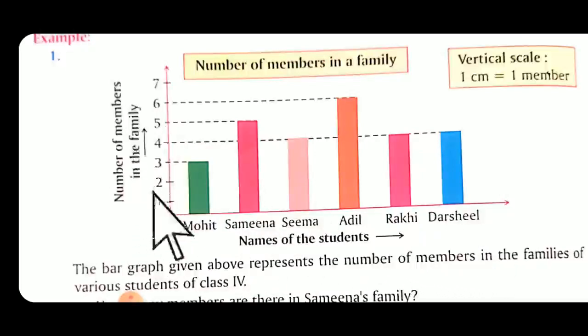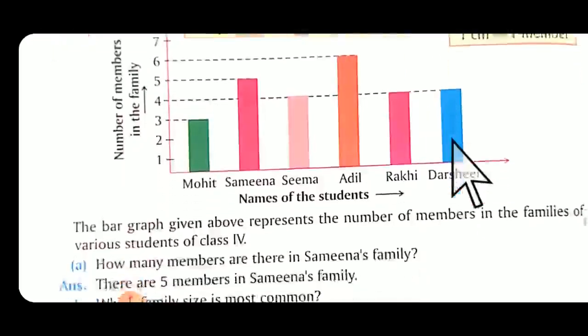The number of members: how many members are there in the family of Mohit? Only 3. Like that, Samina, 5 members are there, whereas Seema only 4 and Adil 6 are there in the family, and in the family of Rakhi 4 members are there, and Darshil also 4.